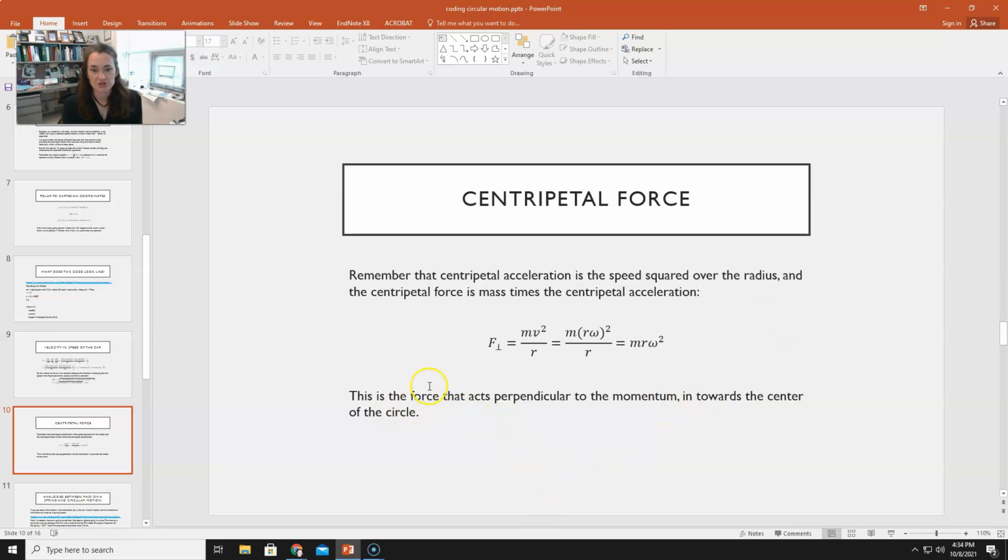Now, just to remind you, this is the one that acts perpendicular to the momentum in towards the center of the circle. What I've shown here is just the magnitude of the centripetal force. But of course, as long as it's going in a circle, the direction of the centripetal force will constantly be changing as it goes around the circle.